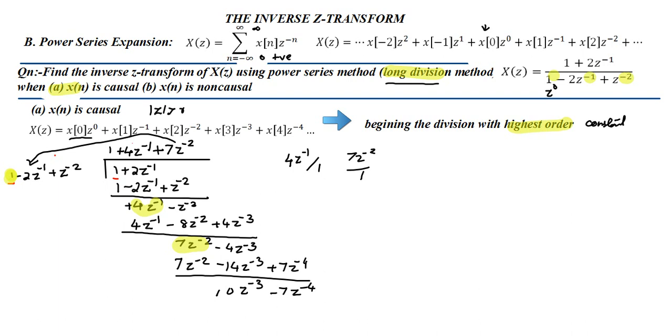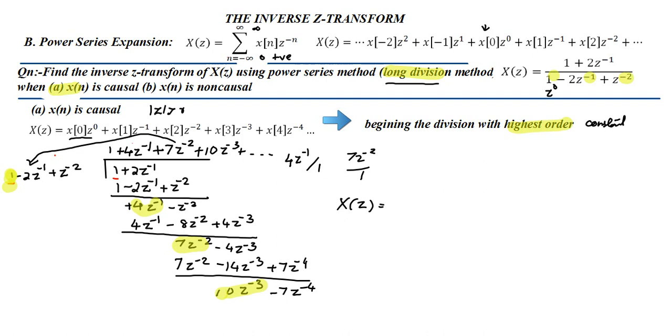Again, if I divide this particular term, 10 z raised to minus 3, by using this first term, again I can write plus 10 z raised to minus 3. Again I can continue the method, so again there will be more terms. It's an infinite series. Now we got an X of z, there is a fraction, but I can write this X of z like this.